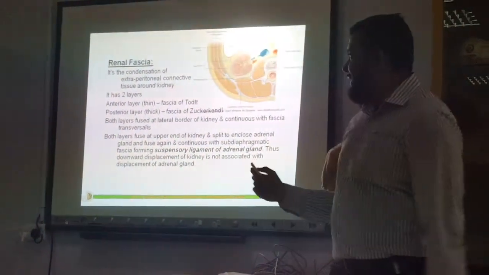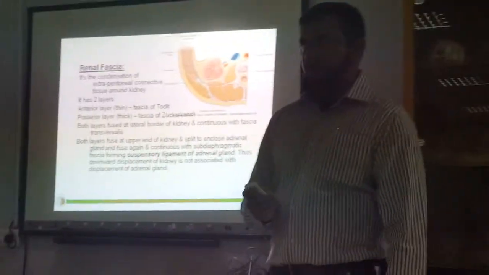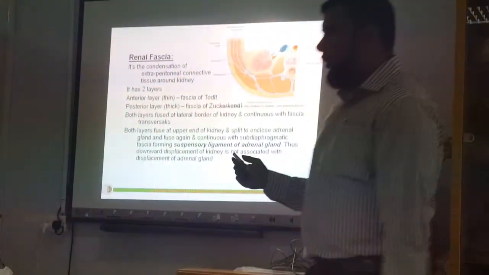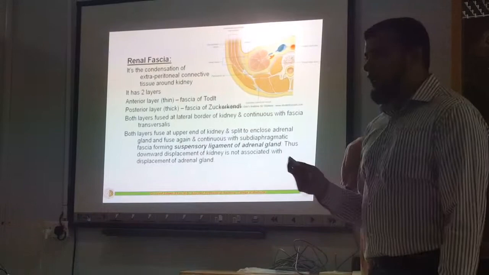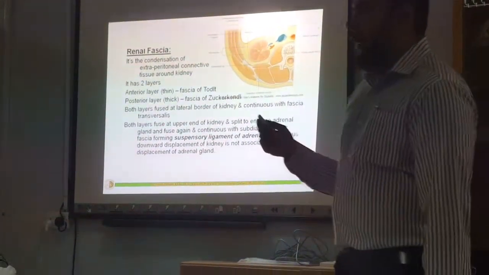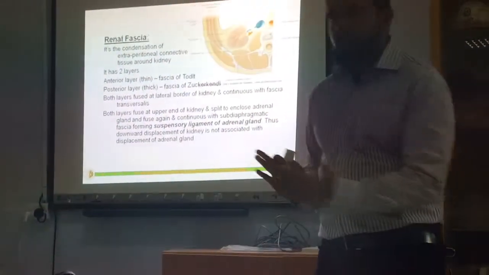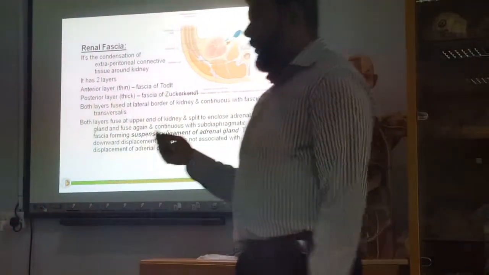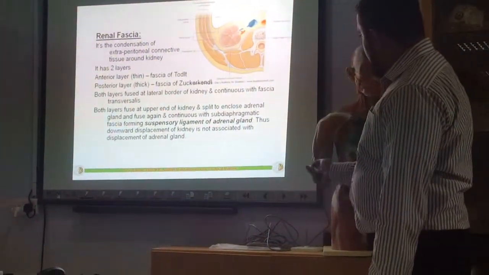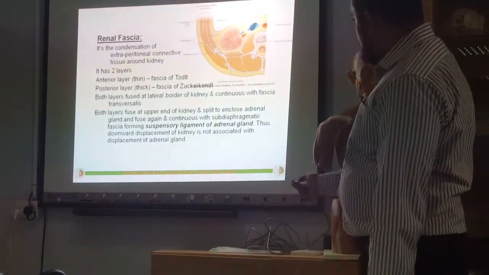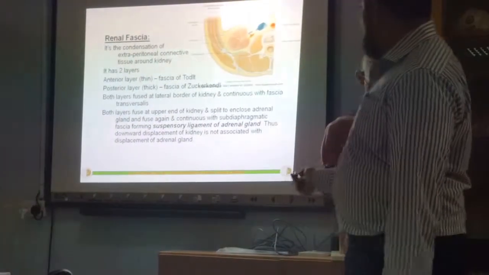So this is the importance of the renal fascia. It is well protective. It prevents infections and trauma, and it has two layers, which fuse at the lateral border as well as the superior border. The superior border is important because it totally covers the suprarenal gland and forms a ligament called the suspensory ligament of the suprarenal or adrenal gland.